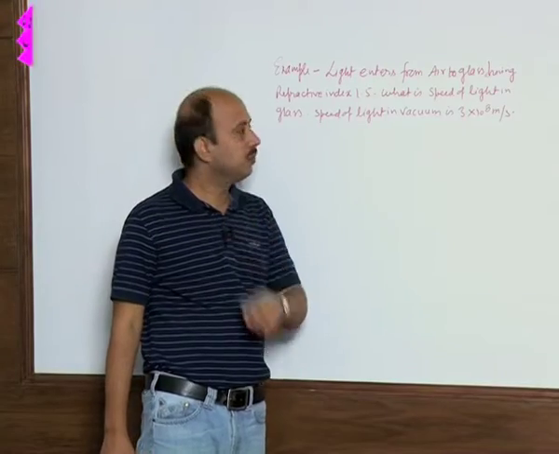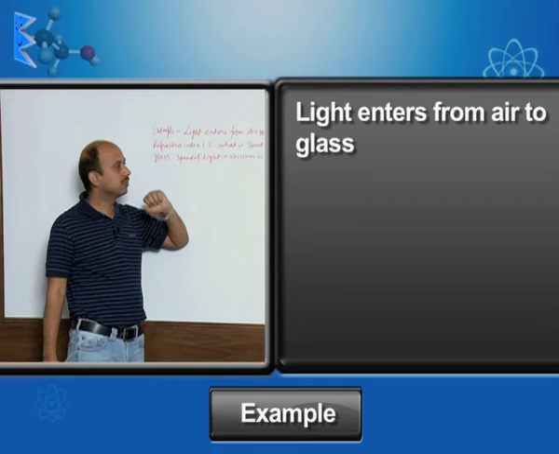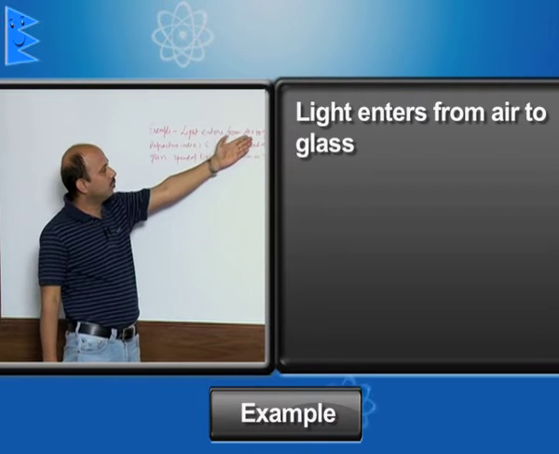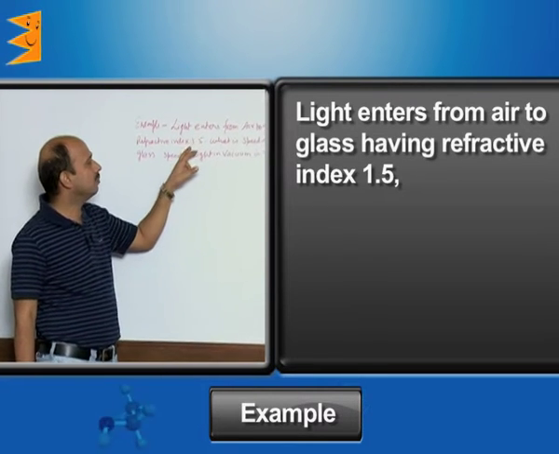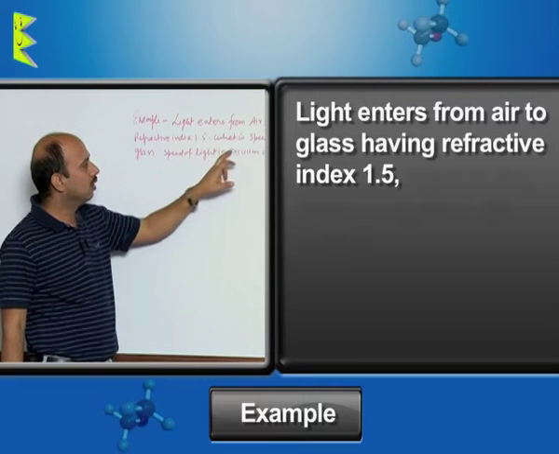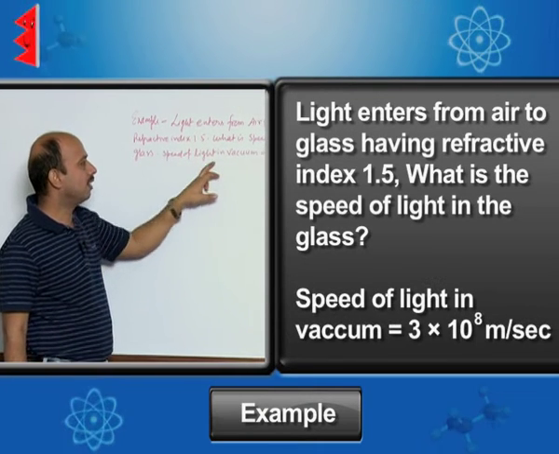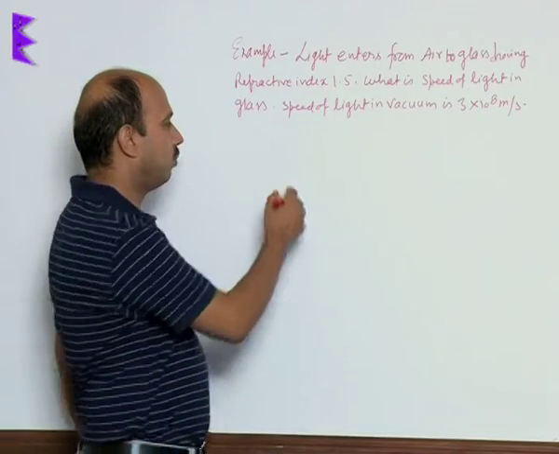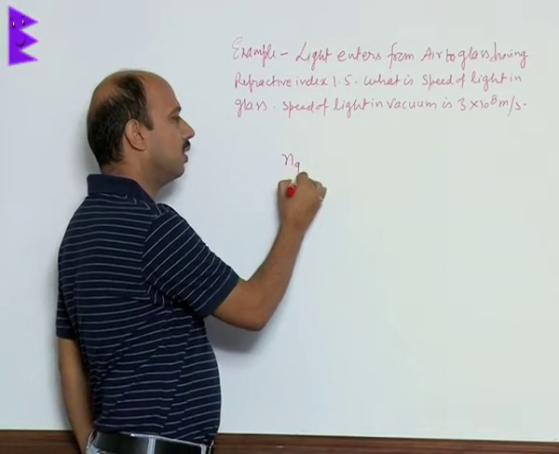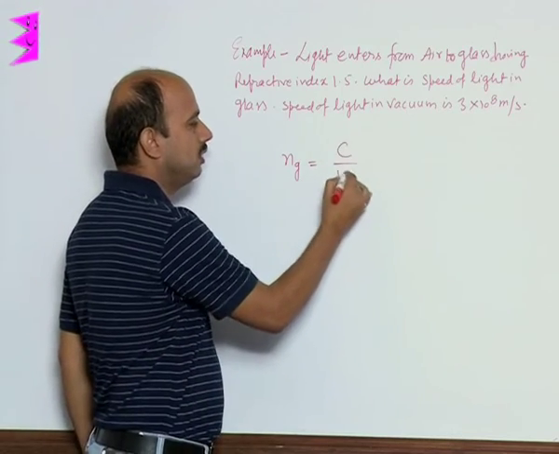Okay, we have seen one example in the previous clipping. Now, see another example. Light enters from air to glass having refractive index 1.5, it means actually absolute refractive index of glass. What is the speed of light in glass? Speed of light in vacuum is this. So, we can apply the formula for refractive index. Refractive index of glass is equal to C upon Vg.